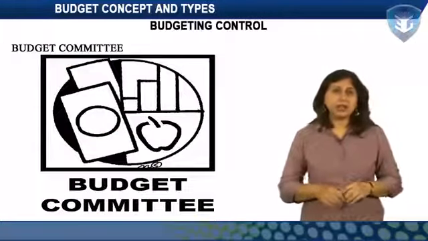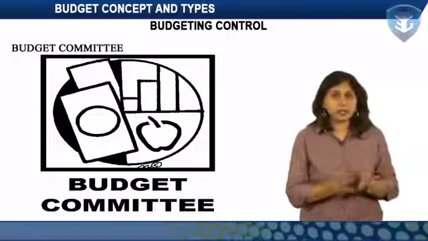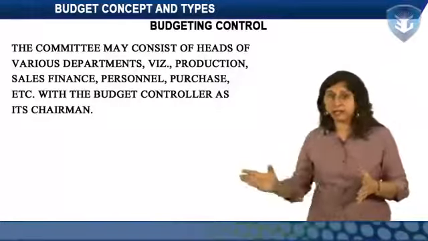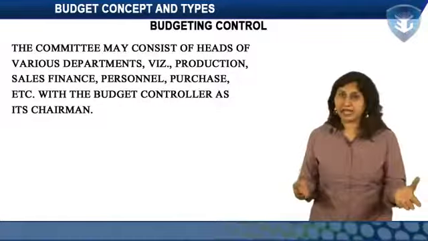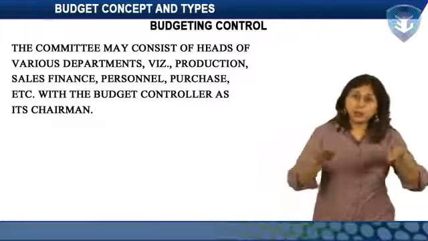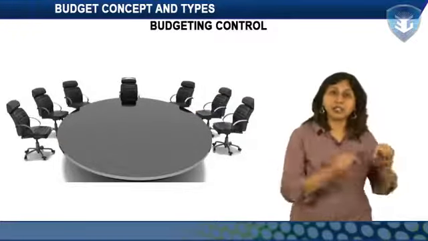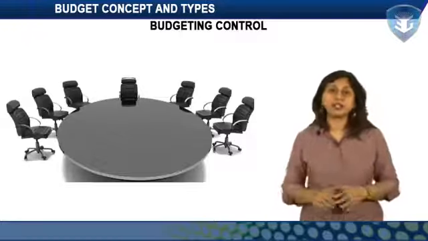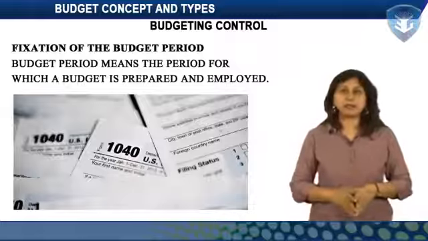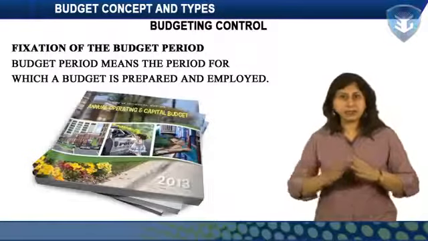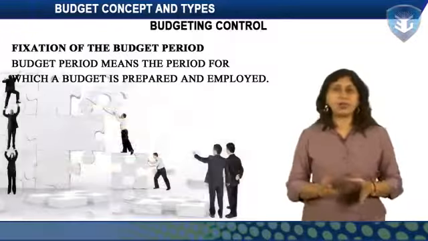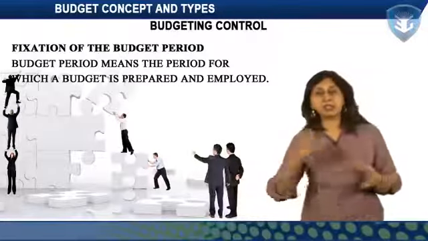Budget committee. The budget controller is assisted in his work by the budget committee. The committee may consist of heads of various departments, with production, sales, finance, personnel, purchase, etc., with the budget controller as its chairman. It is generally the responsibility of the budget committee to submit, discuss, and finally approve the budget figures. Fixation of the budget period. Budget period means the period for which a budget is prepared and employed. The budget period depends upon the nature of the business and the control techniques.